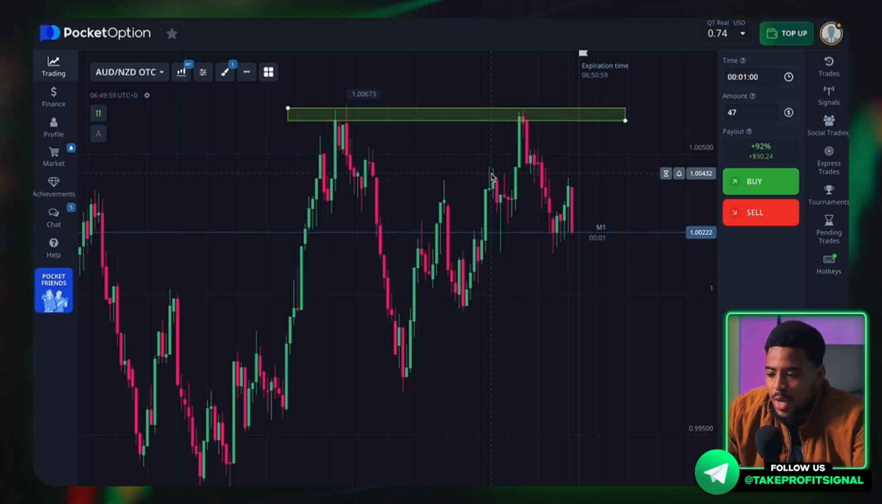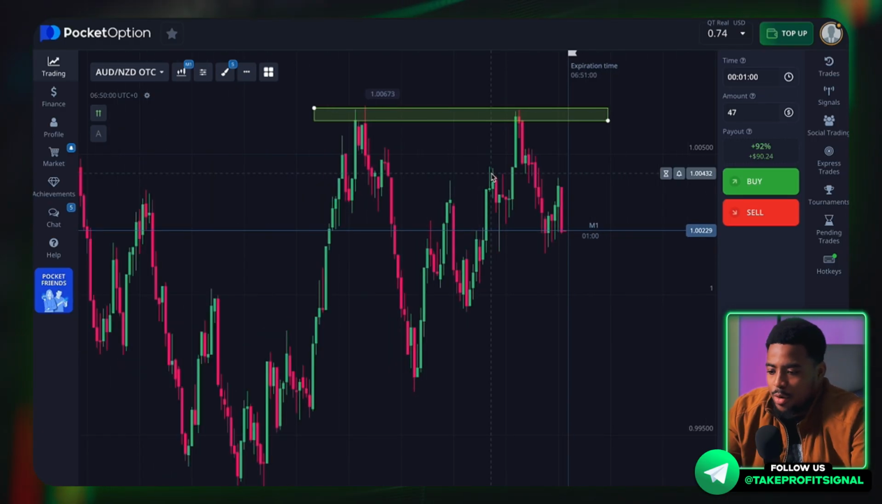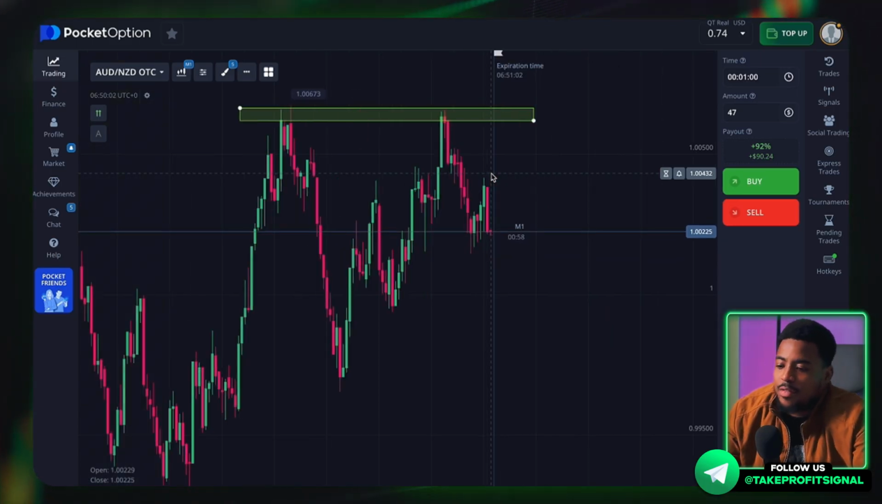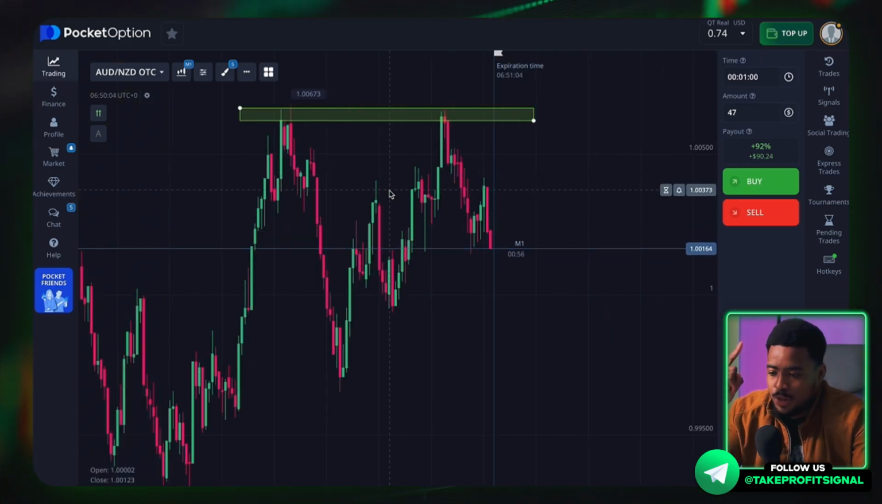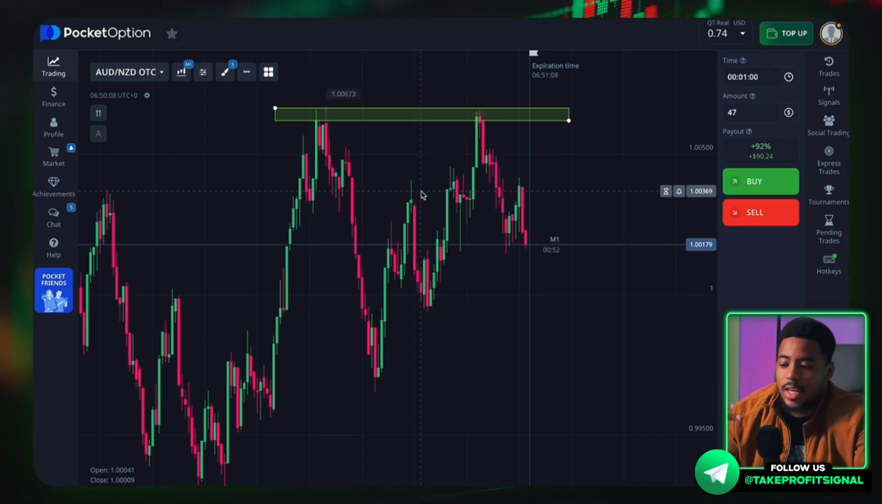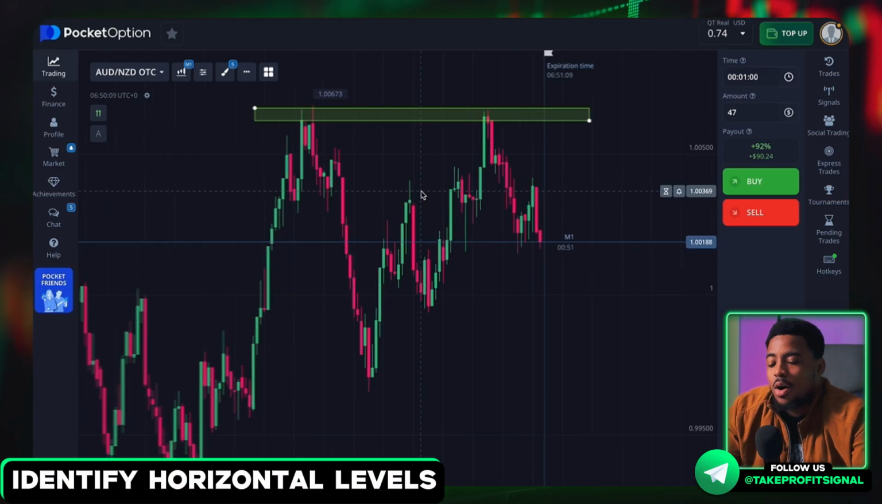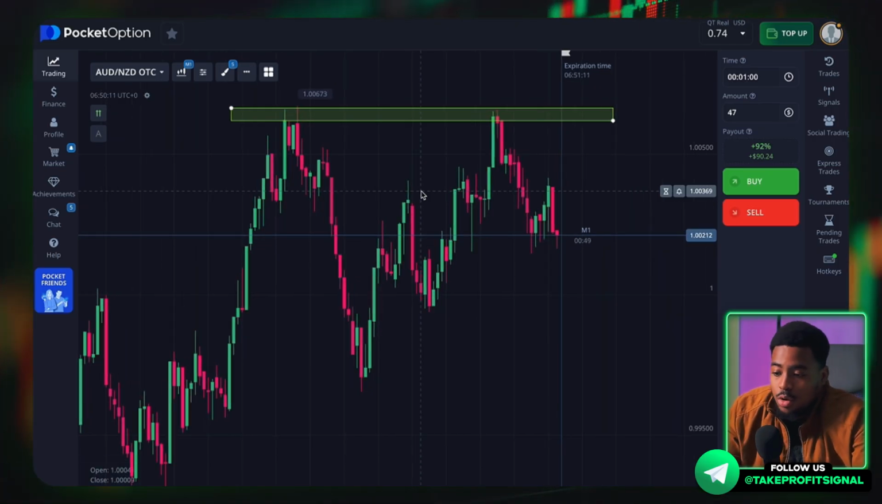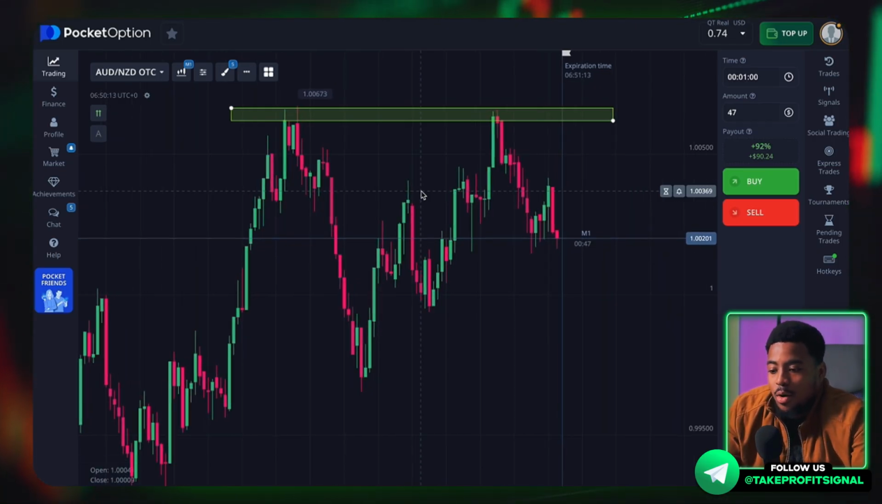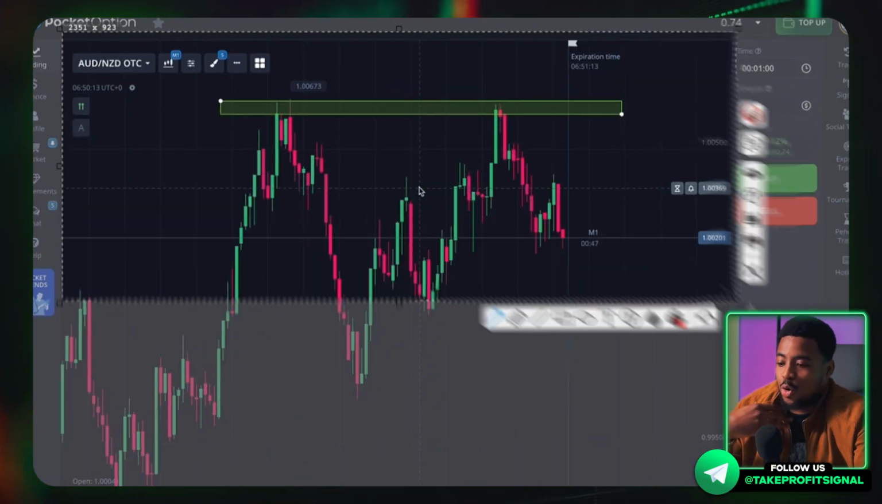So, in order to be able to replicate everything that I'm going to do today, you need to have two skills. The first skill is to watch this video carefully, and the second skill is to be able to identify horizontal levels. For those who don't know what a horizontal level is, I am going to quickly explain it to you now.